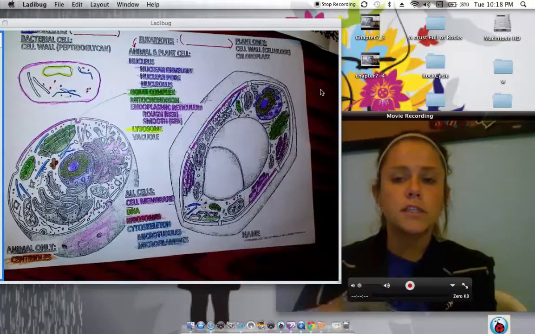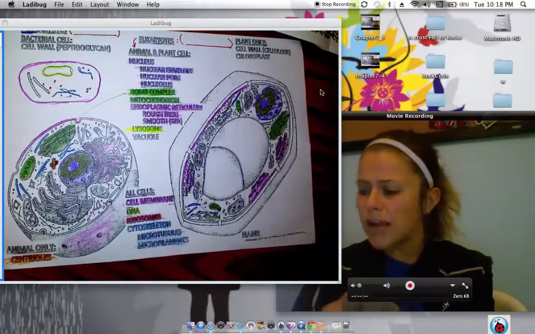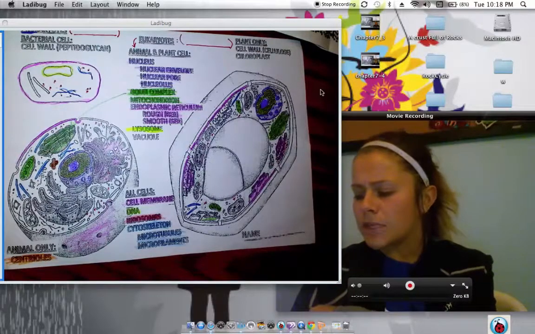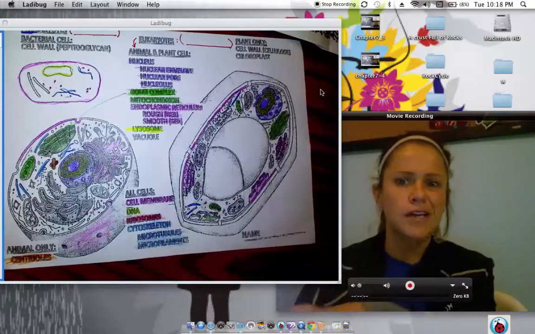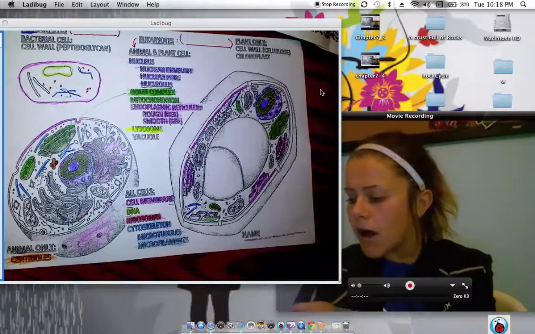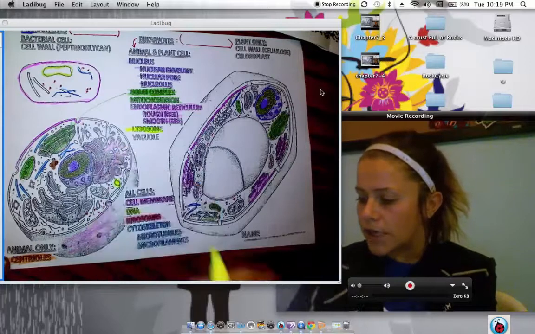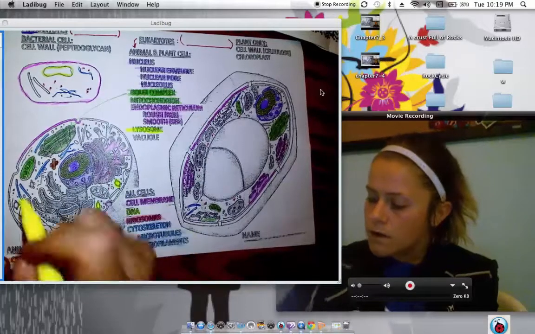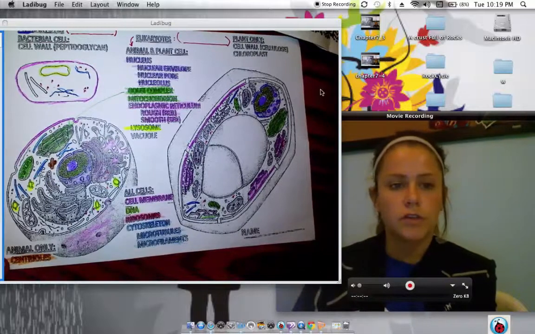It destroys itself for the well-being of the entire organism. So lysosomes are probably one of the hardest ones to pick out and differentiate between lysosome and vacuole. So let's just consider these right here in the animal cell: lysosomes. Okay, so those are, again, the garbage bins of the cell.